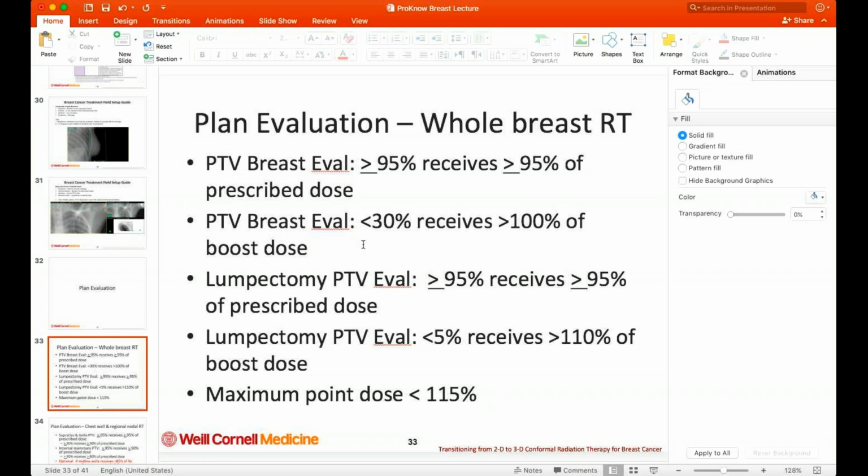If you're doing a boost to the lumpectomy bed, you want to make sure that at least 95% of the lumpectomy bed eval volume is getting 95% of the dose. You want to make sure that less than 5% of that lumpectomy bed is getting more than 110% of the boost dose. In terms of the maximum point dose, ideally, I strive for around 110% or less, but 115% is also acceptable.